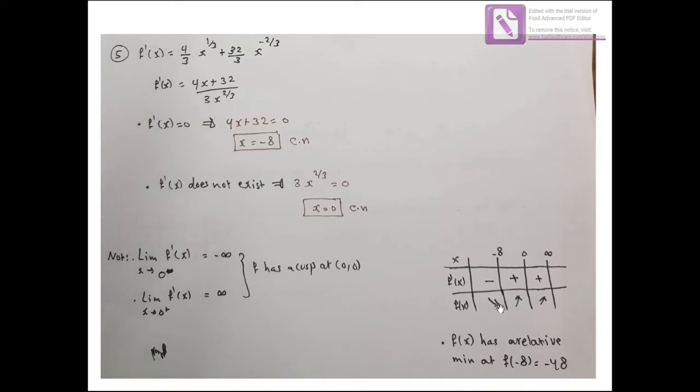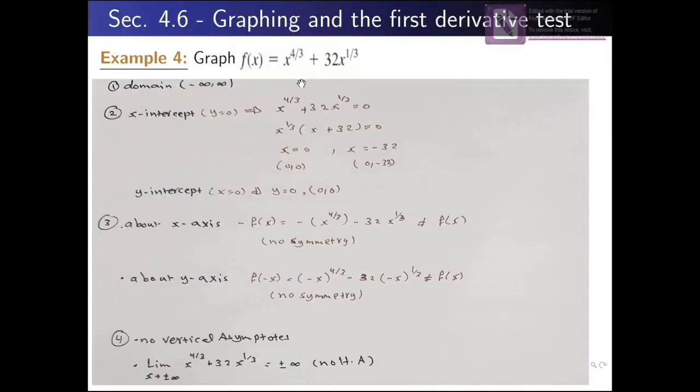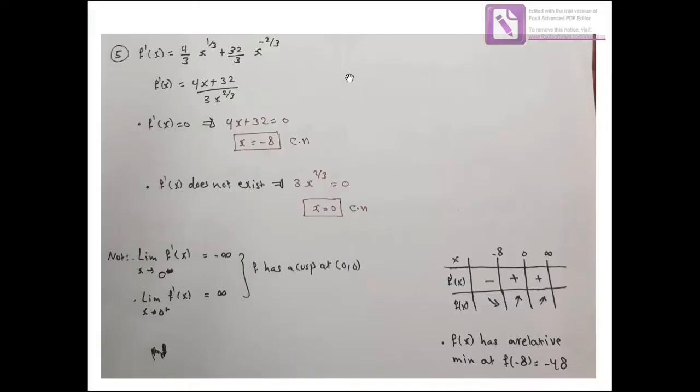Since we have decreasing then increasing at minus 8, f(x) has a relative minimum at f(-8). To evaluate f(-8), just replace: (-8)^(4/3) plus 32 multiplied by (-8)^(1/3). This will give us minus 48. At x equal to 0, there is no change in the sign of f'(x), so there is no relative extrema.